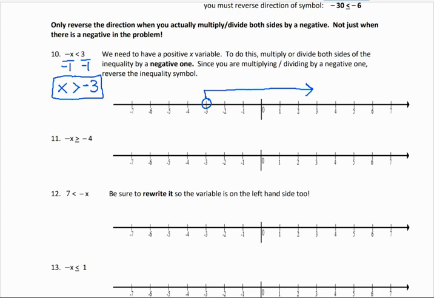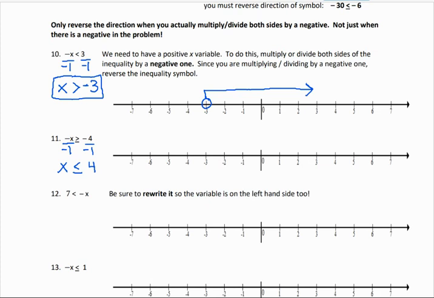Okay, number 11. What's my first step to do on number 11? Divide by -1. -x divided by -1 gives me the positive x that I'm looking for. But since I divided by a negative, I must flip my symbol. Notice it was a greater than or equal to. Now I have a less than or equal to. I still kept that line underneath. Now what's -4 divided by -1? Negative divided by negative is a? Positive 4. Good.